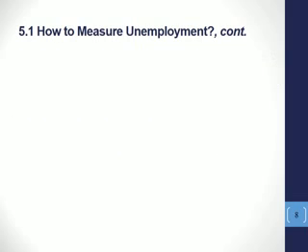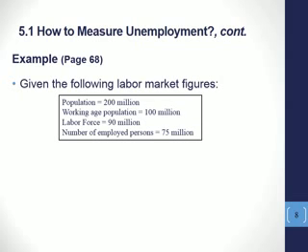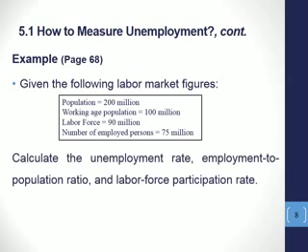Then let's move to an example. Example, page 68 in our textbook. Given the following labor market figures, we have population 200 million, working age population 100 million, labor force 90 million, and number of employed persons 75 million. Then what is required? Calculate the unemployment rate, employment to population ratio, and labor force participation rate.